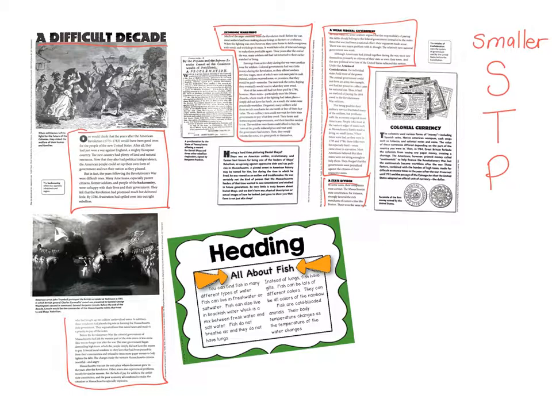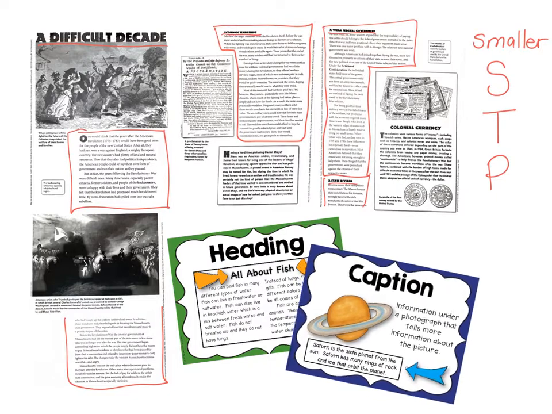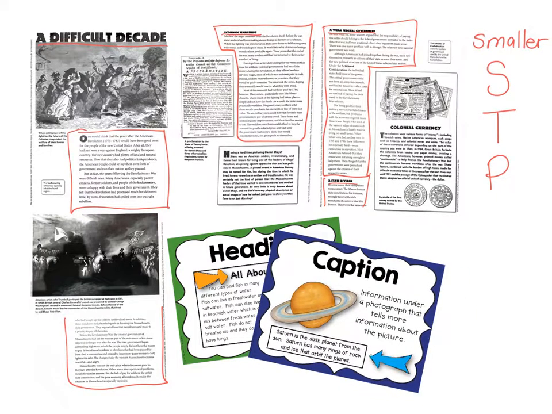Now, of course, there's more text here than what I've just found. So I'm going to go on to the next type of text feature to pay attention to, and that's the idea of a caption. So a caption is information that comes under a photograph or an illustration telling us more about a picture. Here we have this piece right here with a caption. We also have another caption here, and we have a caption here.